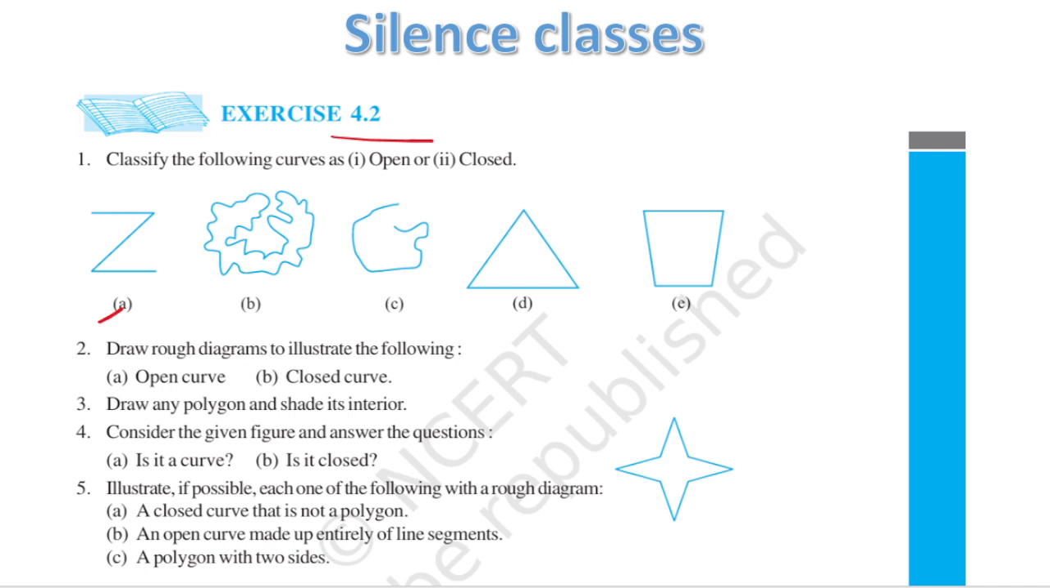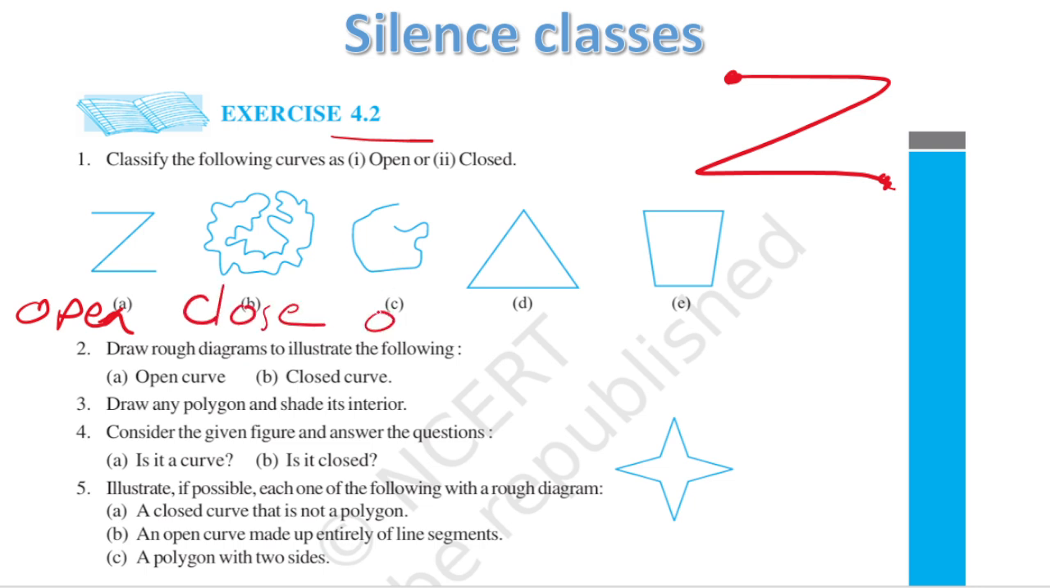Question number A, you can check it out. Z is made. It means you have one starting point and one end point, so it is not a closed figure. So we can say it is an open figure. In question number B, you cannot find out where I have started and where I have ended this particular figure, so it is known as a closed figure. This is an open figure, this is a closed figure, and again this is also a closed figure. So these are the open and closed figures.